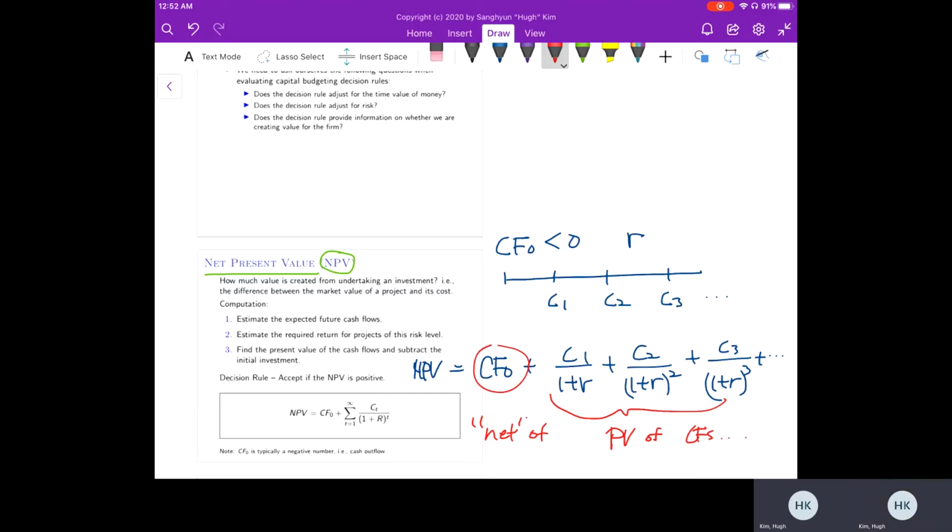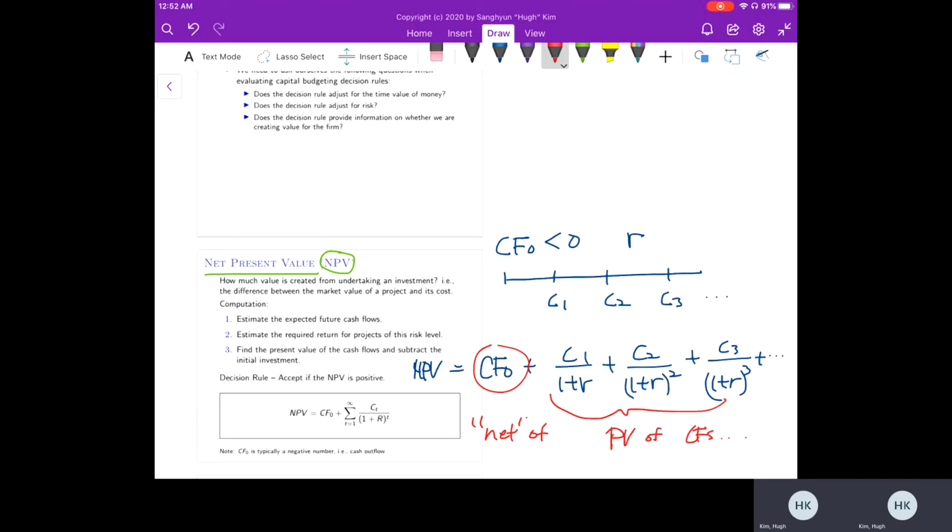Once we compute NPV for the project, the decision is very simple. We should accept the project if the project has a positive NPV, because in that case, we'll be creating value for the firm. If the project has a negative NPV, then we'll be destroying value for the firm if we were to undertake it. So we should reject the project.